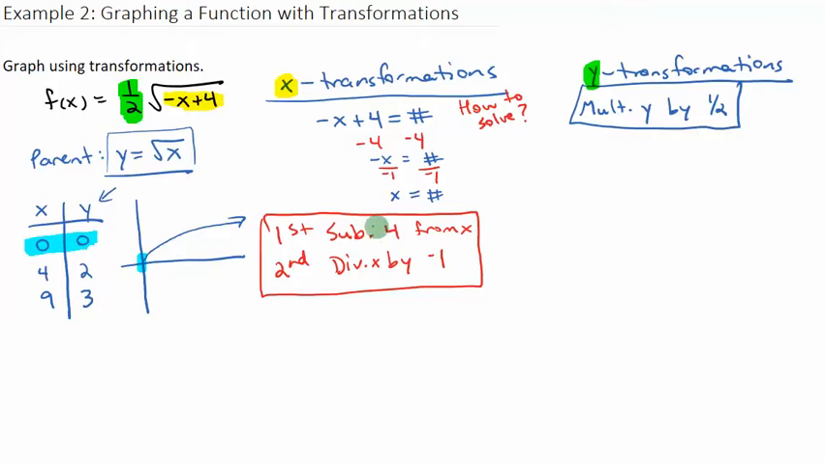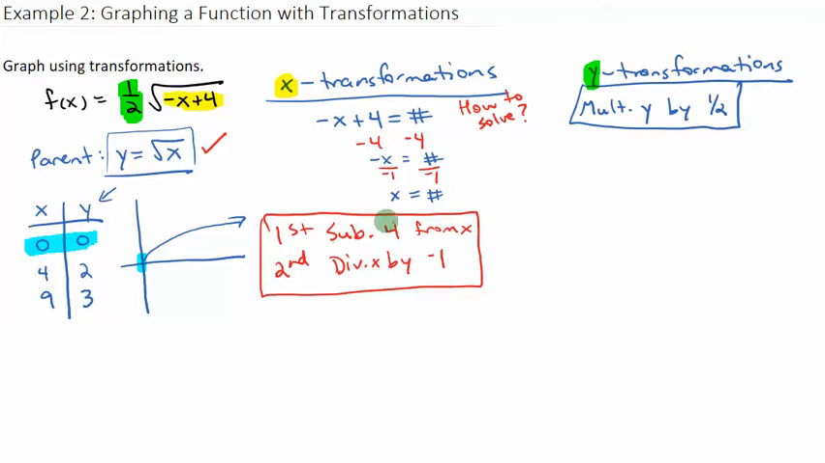But since I'm going to have a graph for each transformation, I'm going to give a rough sketch for each, and at the very end I'll give a very precise graph of my function. Okay, so now I've got my parent, that's taken care of. Now I need to start knocking out the transformations.